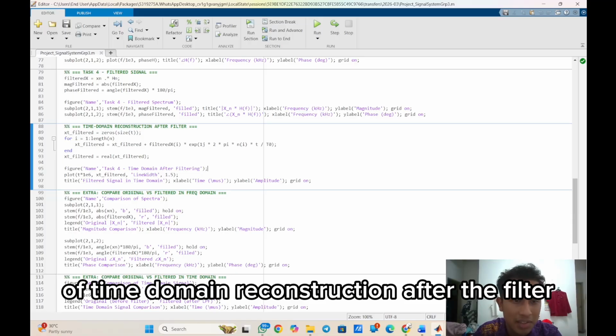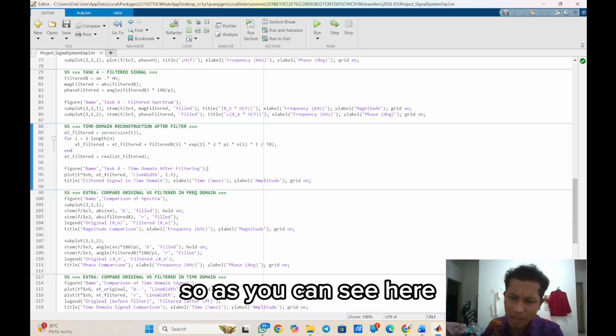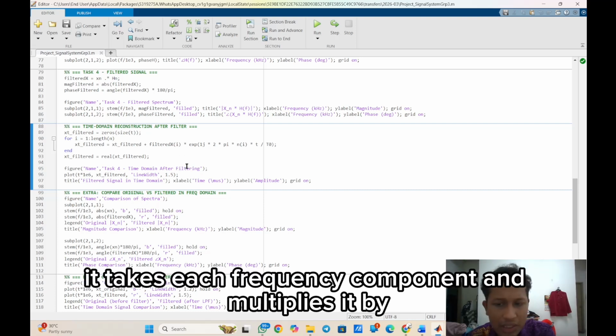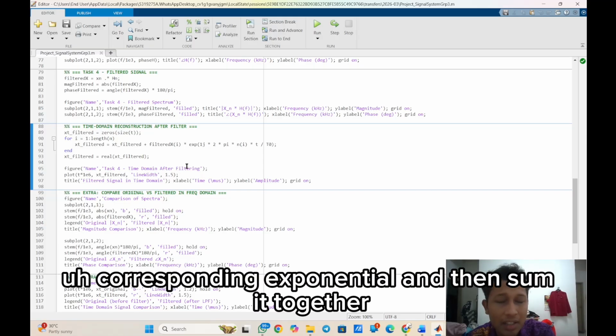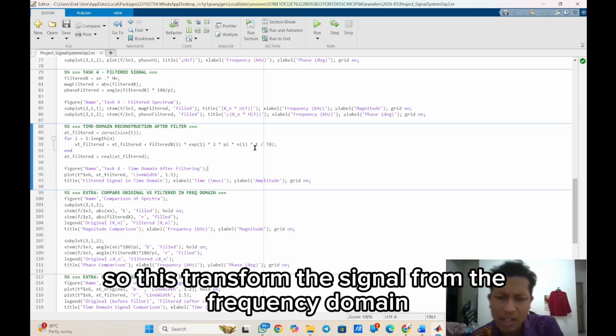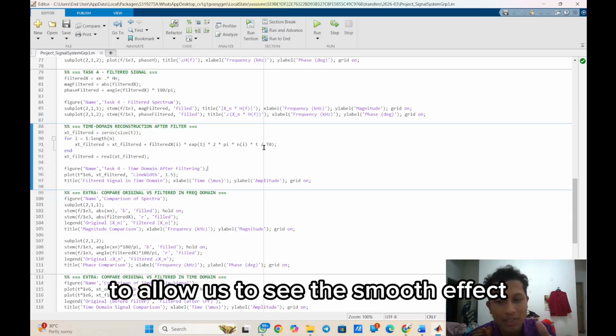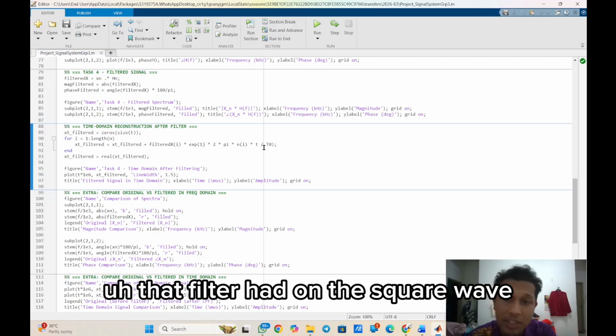So now I'm going to continue with the simulation of time domain reconstruction after the filter. As you can see here, this code uses a loop to perform Fourier synthesis. It takes each frequency component, multiplies it by the corresponding exponential, and then sums it together. This transforms the signal from the frequency domain back into the time domain, allowing us to see the smoothing effect that the filter had on the square wave.